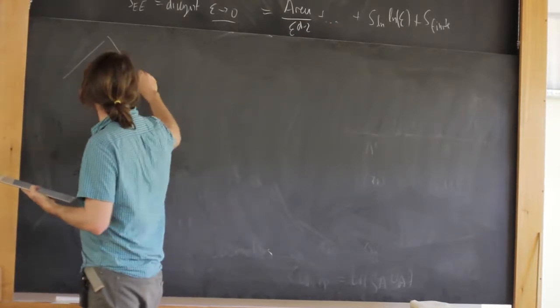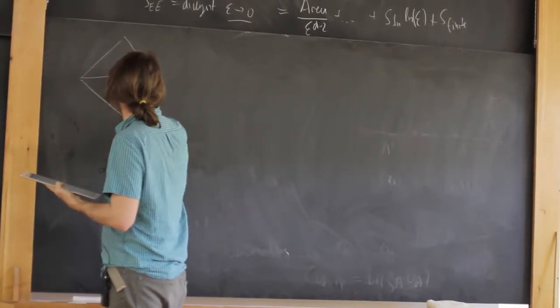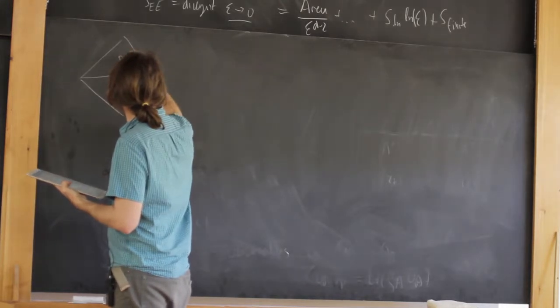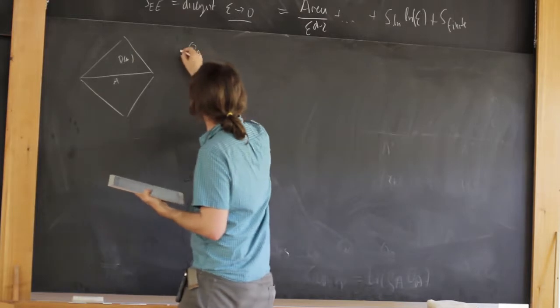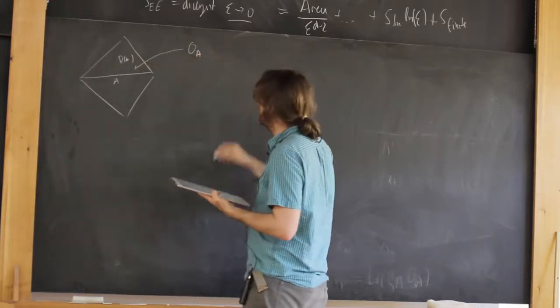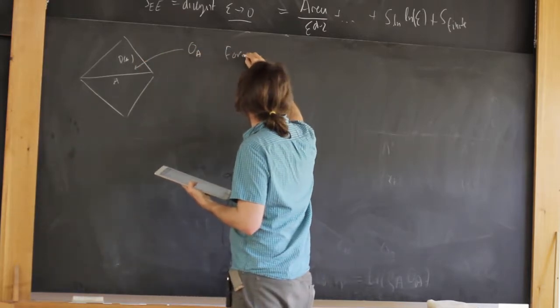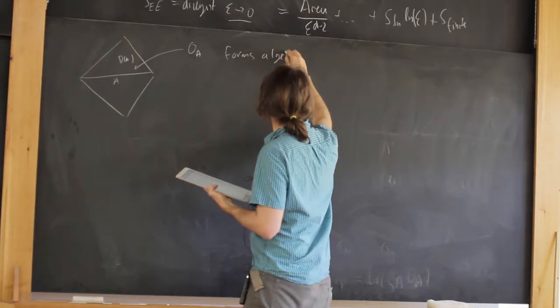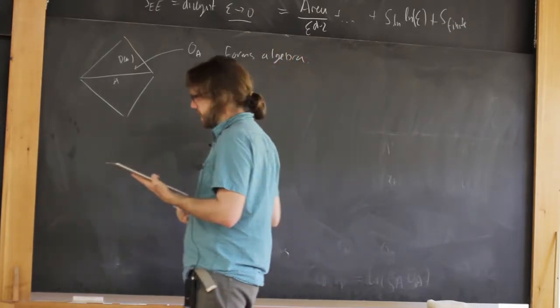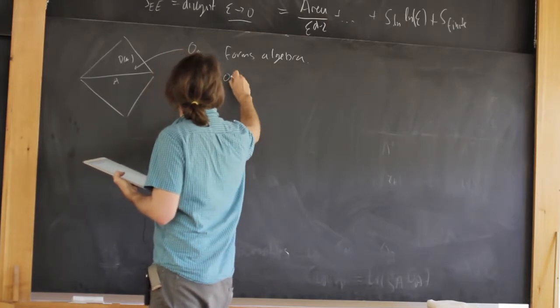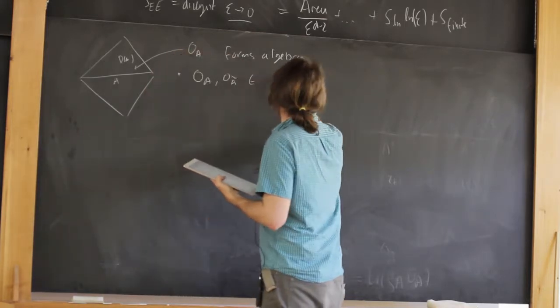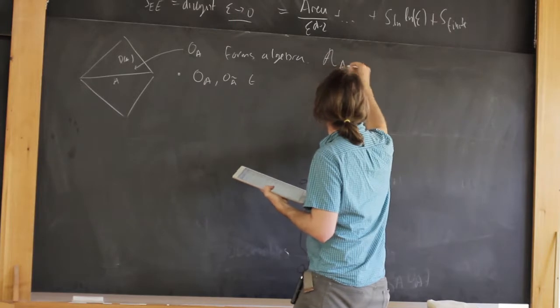Okay, so here we have our causal region. We have A, D of A. And then we consider OA, which somehow lives in here. And this forms an algebra. So that means that, in particular, I can take two operators that live in this region. And I'll call this algebra curly A.